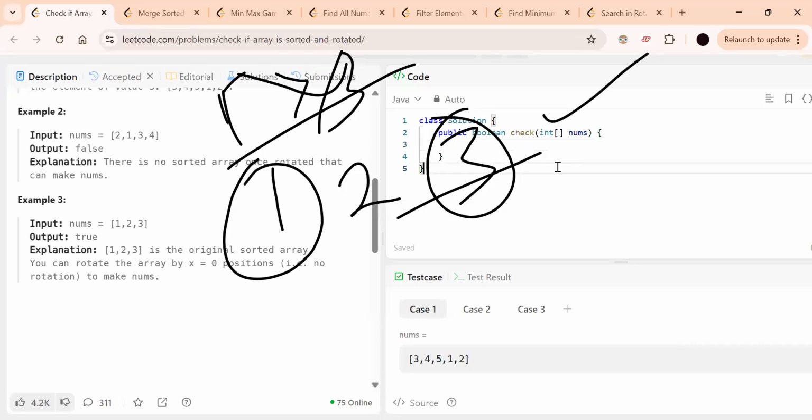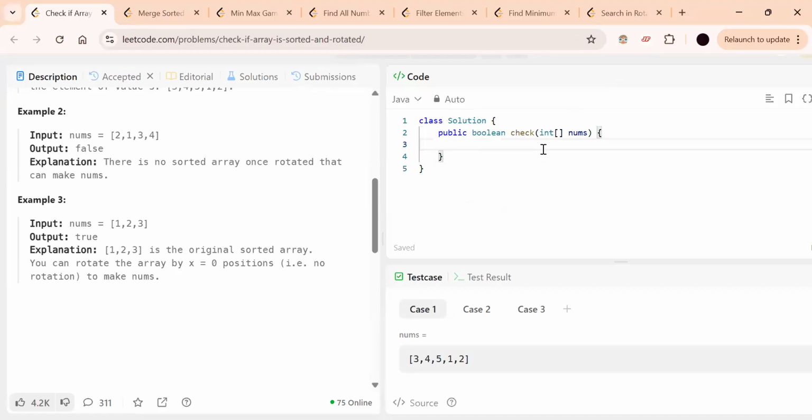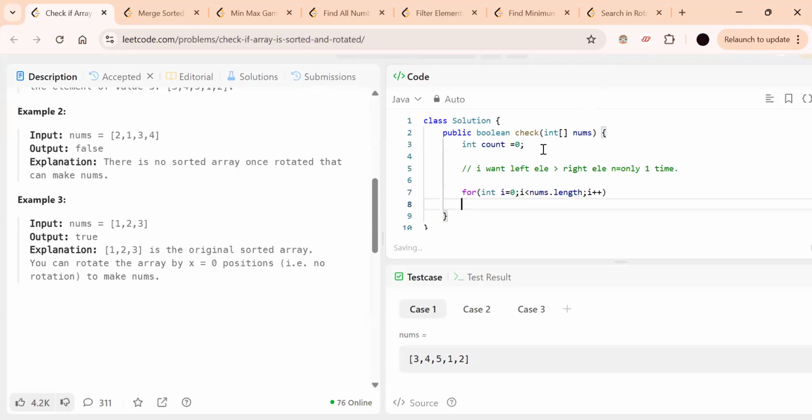I hope this is clear to you people. Let me clear this one. Now let's jump into the coding part, guys. Let's take one count variable, which will be 0 by default, which will help us count the number of false cases. I want the left element greater than the right element only one time. So that's why the count. for int i equal to 0, i less than nums.length, i plus plus.